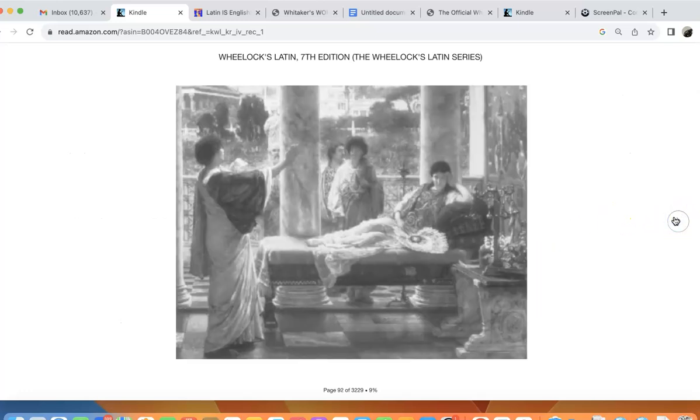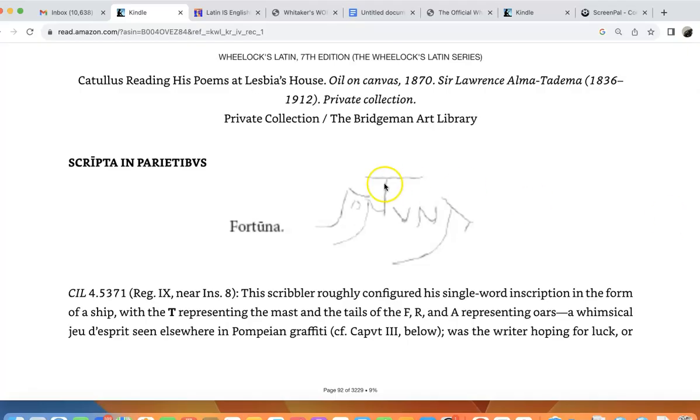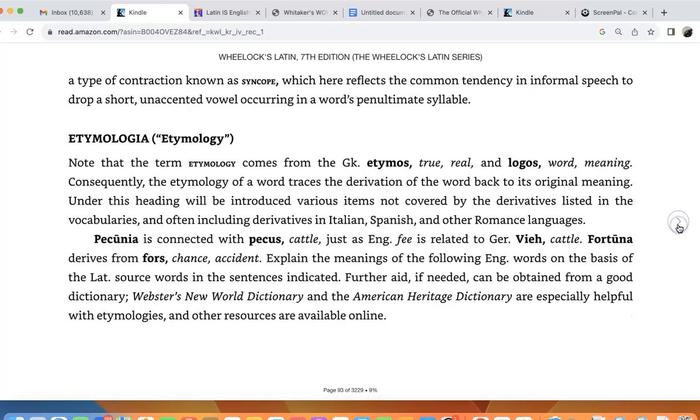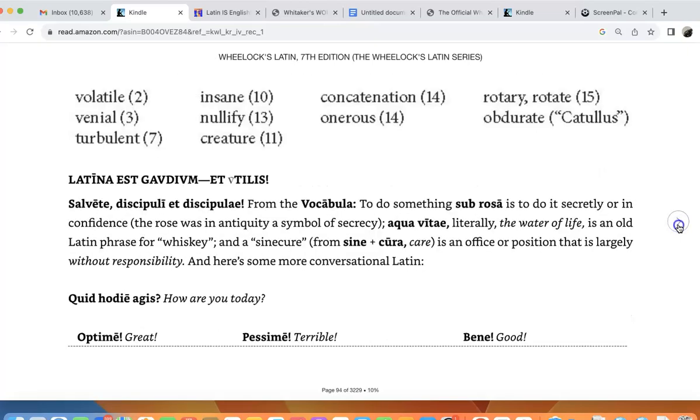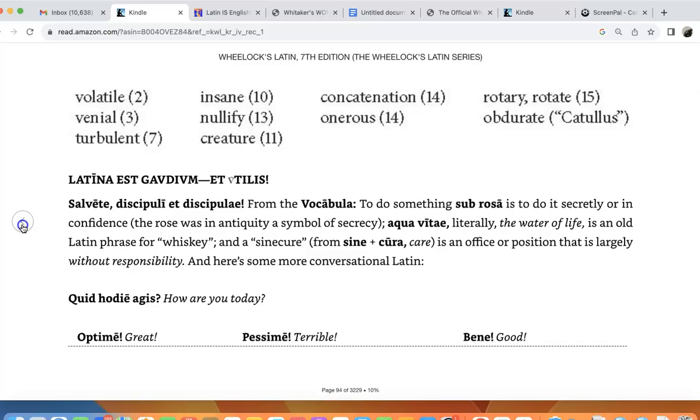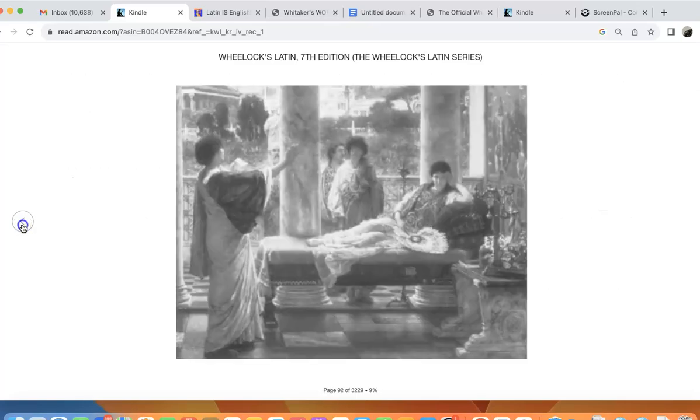And here we have, again, Catullus, very famous. Many artists throughout the ages have imagined that scene back in the ancient world. So here we have fortune, graffiti. There it is right there. More graffiti. We tend not to do graffiti in this class, but you can do your own graffiti. There he is again, Catullus. All right, let's go back and take a look at this text here.